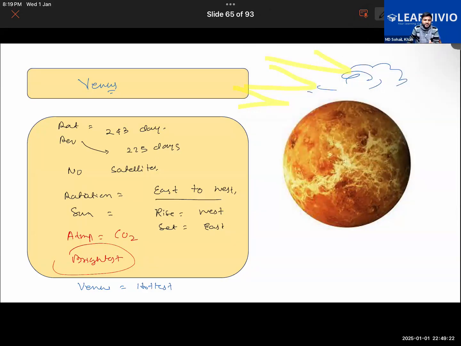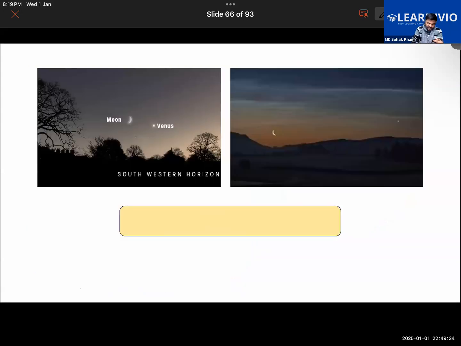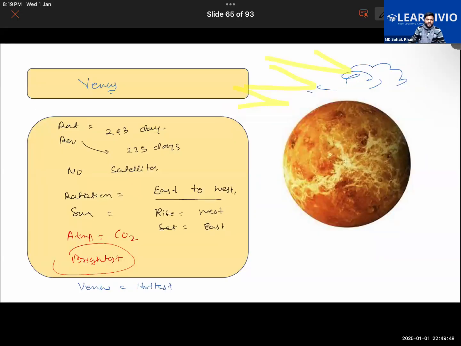Now see, this planet is also called a morning star or an evening star, just like we learned about Mercury. As you can see here, it is also called the morning star or the evening star. This is where Venus is present here, right? So you can look at it at sunset or sunrise. Just as Mercury also shows different phases, Venus also shows different phases. Keep that in mind.